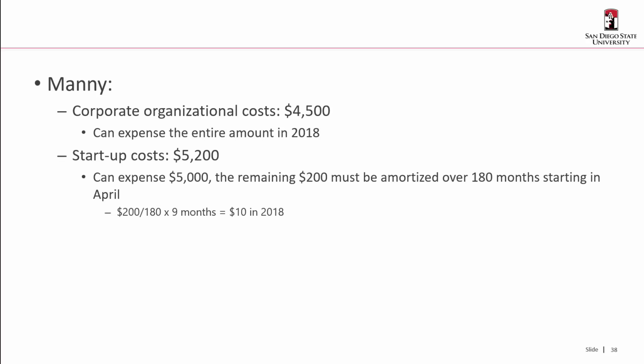When we look at his startup costs, recall there were two of them, right? Combined, they were $5,200. Again, that's less than $50,000, so he's clearly a small business. He can deduct up to $5,000. However, the remaining $200 has to be amortized over 180 months, starting in April, because that's when he started business. So you take the $200 divided by 180, multiply by 9 months, or $10. So he would deduct in total $5,010 in 2018 for his startup costs.